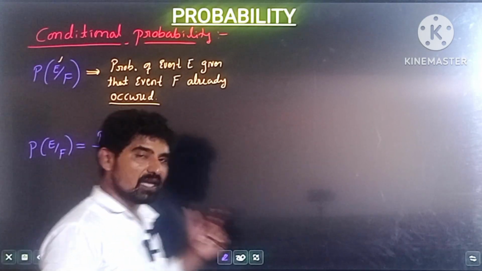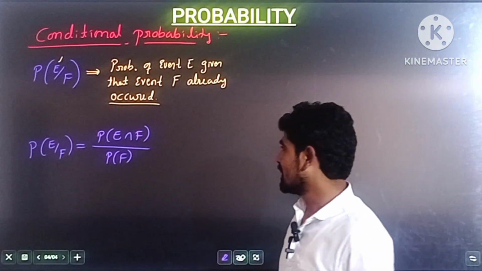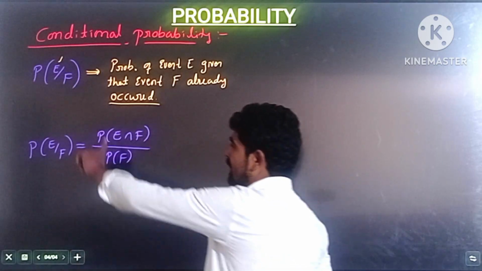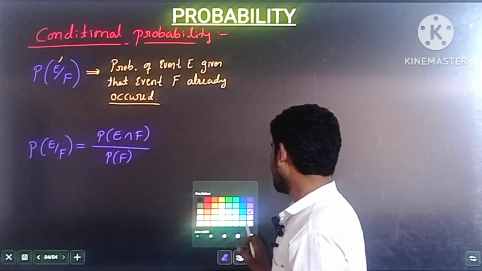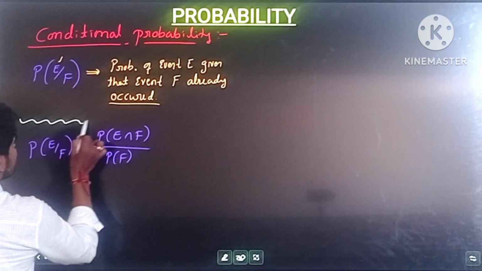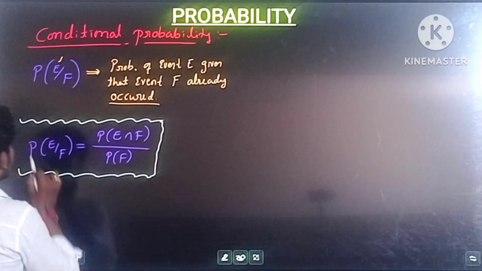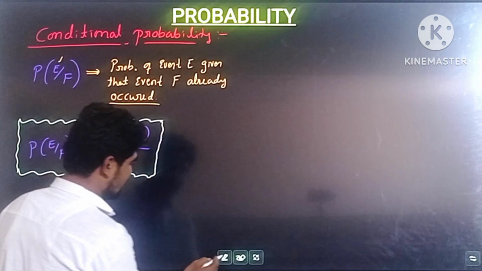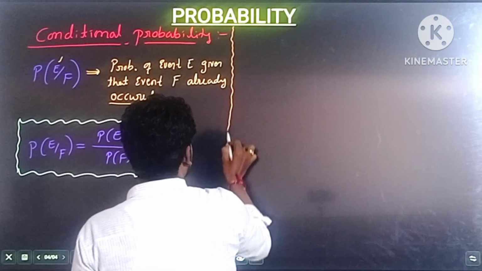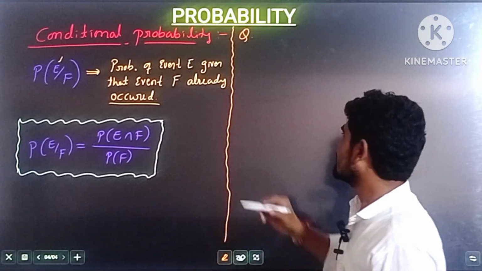To identify the value of the probability of event E when F has occurred, we need two probabilities. The first is the probability of E intersection F, and the second is the probability of F. The formula for the probability of E by F is the probability of E intersection F divided by the probability of F. So let us consider one example to understand this. Here also I am going to consider a simple example.